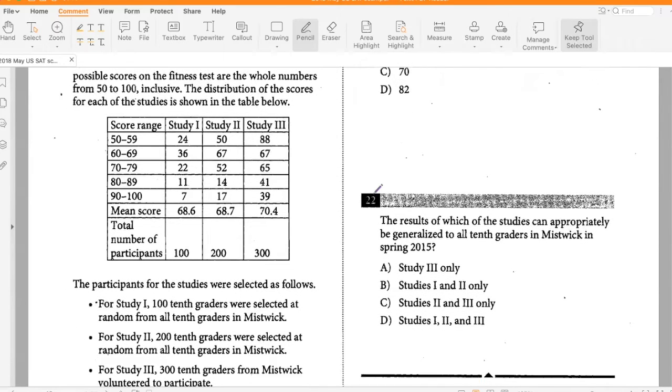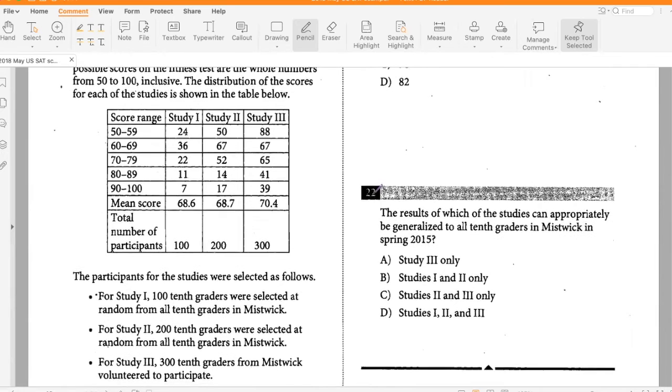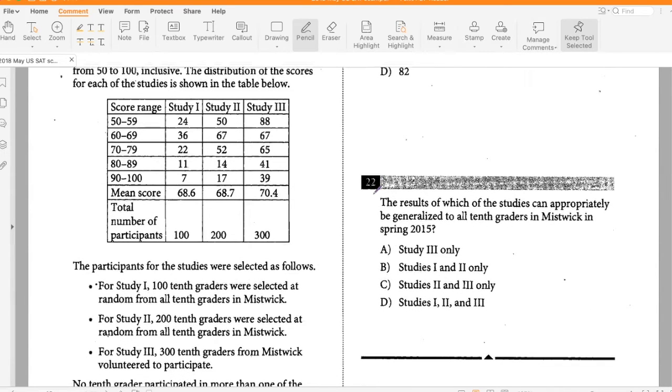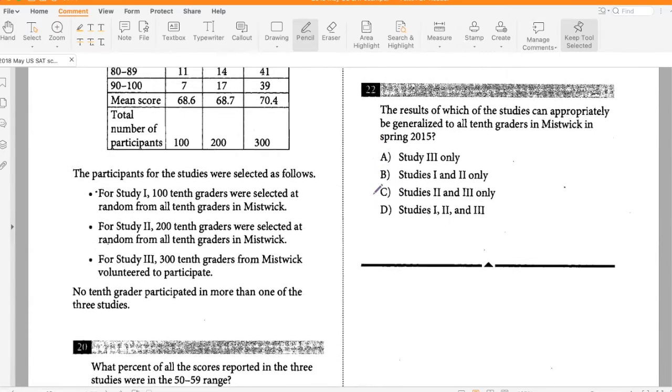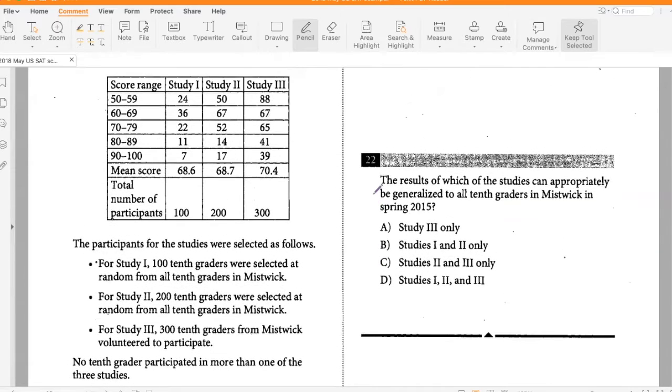The participants were selected as follows. For study 1, 100 10th graders were selected at random from all 10th graders. For study 2, 200 10th graders were selected at random. For study 3, 300 10th graders from Mistwick volunteered to participate. No 10th grader participated in more than one of the studies. What percent of all the scores reported in the 3 studies were in the 50 to 59 range?